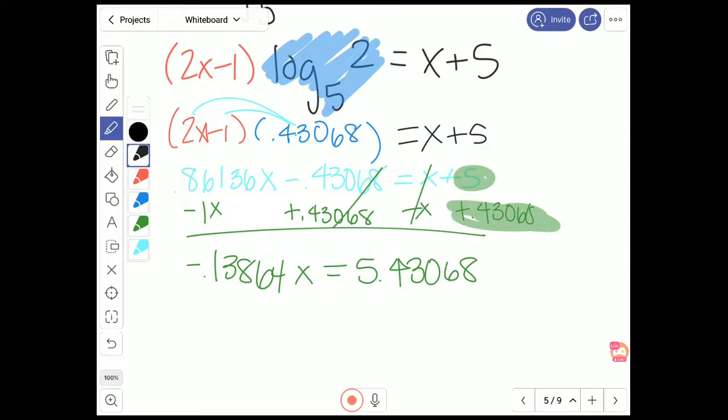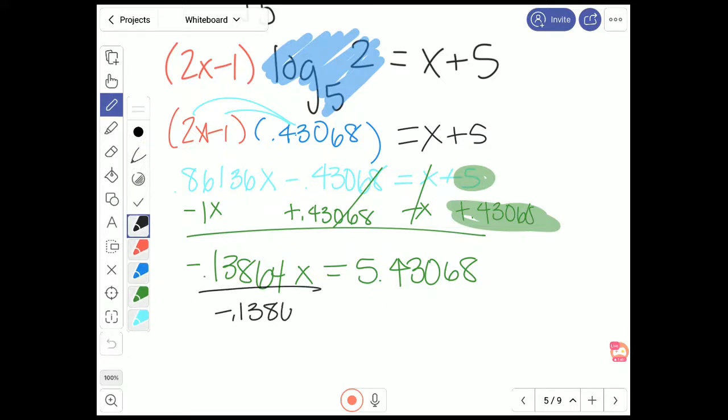And then to get x completely alone, I would just divide both sides by negative 0.13864. And I would get x equals 5.43068 divided by negative 0.13864.